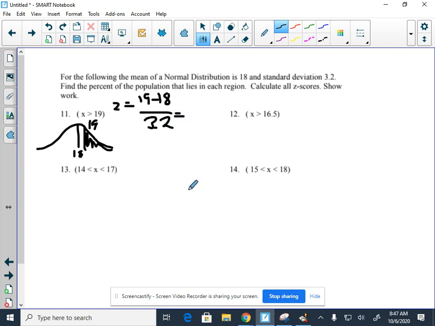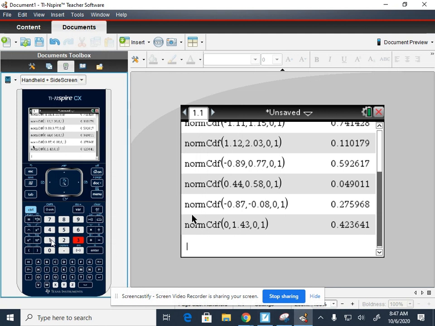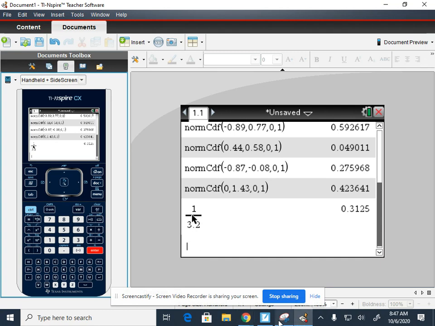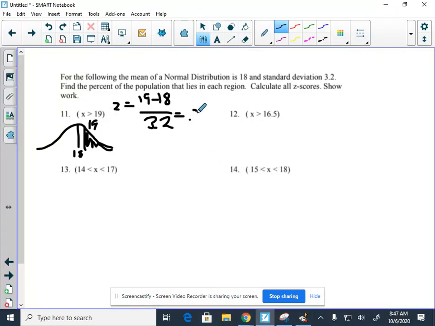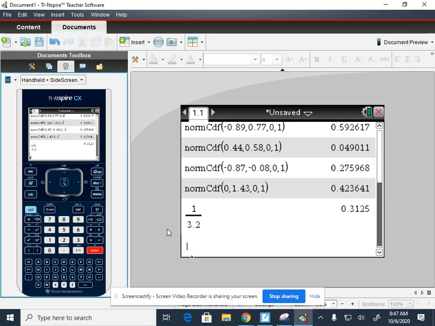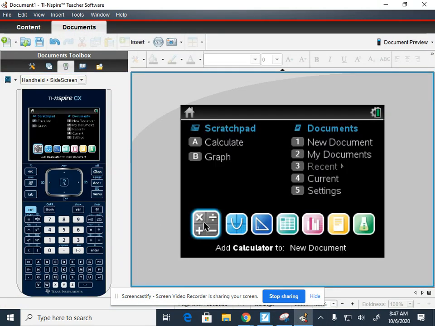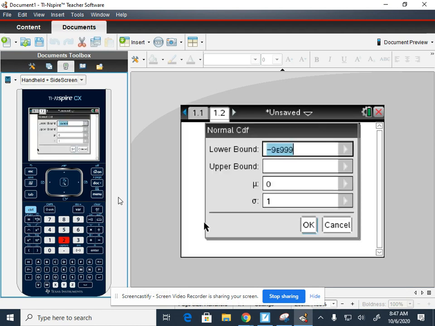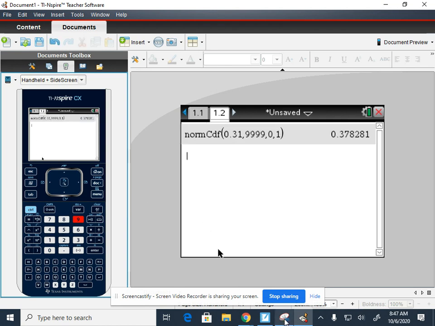So 19 minus 18 is 1. 1 divided by 3.2. I'm going to do that in the calculator here. That is 0.31. So our z-score is 0.31. Now, you're going to go from 0.31 on up, from 0.31 to 999. So now we use our normal CDF. Menu 652. We go from 0.31 to 999, and it's the same thing you just did in the first 10 problems, and we get 37.8%.